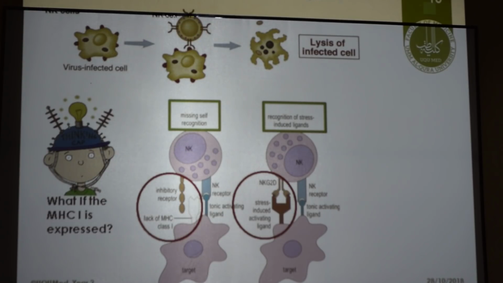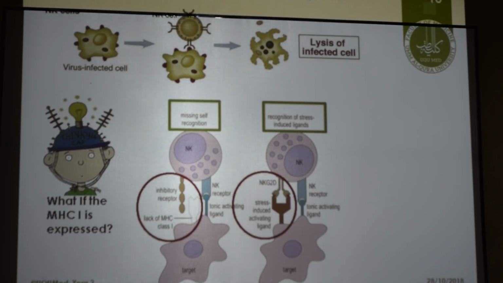So what if the MHC class 1 is not expressed? Natural killer cell will take over. Stress receptor will be activated whenever virus sits inside and creates production of viral proteins, or the cell has got tumor inside.